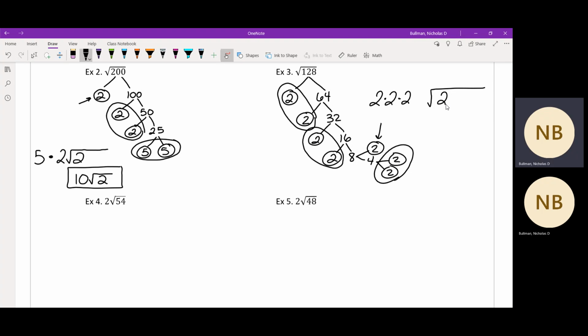So remember, each pair only gets written once. I have 3 pairs of 2s. So I'll have 2 times 2 times 2 on the outside, and only one single 2 will be on the inside. 2 times 2 is 4, and 4 times 2 gives us 8. So this will be 8 square root 2 to simplify.